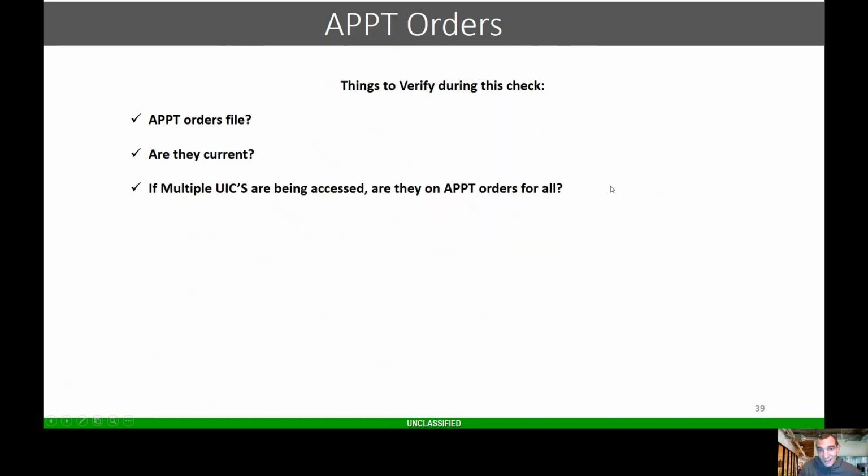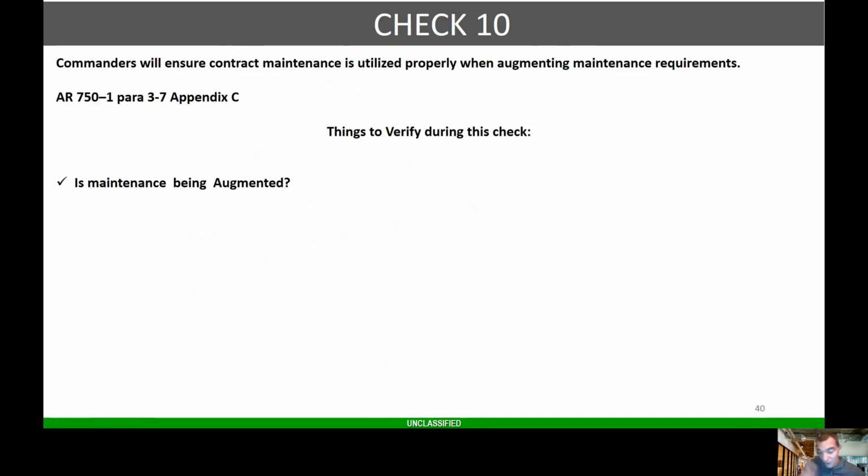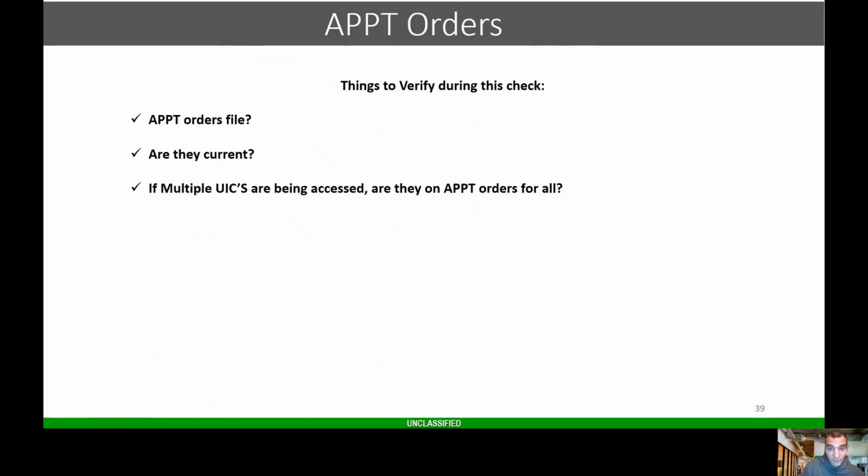So like I said, things I look for, you need appointment orders too. If you are appointed, whatever position, you should have appointment orders on that, okay? And if you've got multiple UICs, if you're at battalion level and you work with multiple UICs, like we have 6 UICs, your appointment order should have all 6 UICs on them.